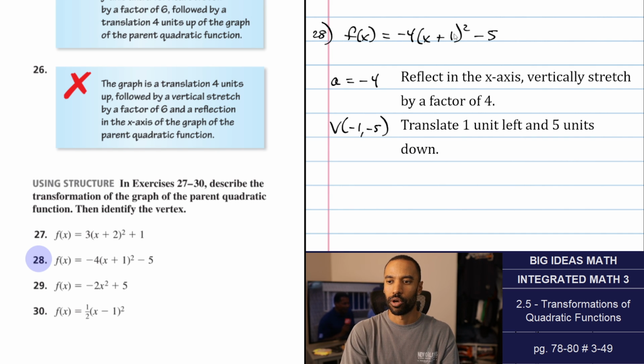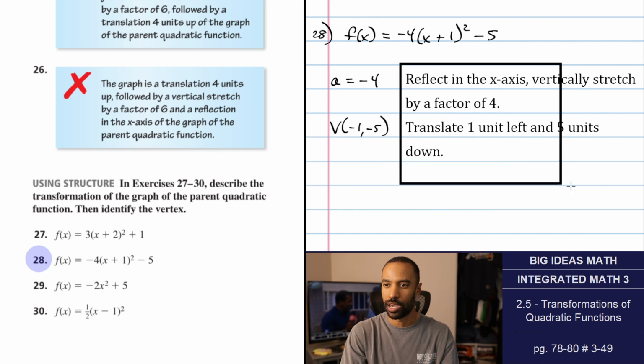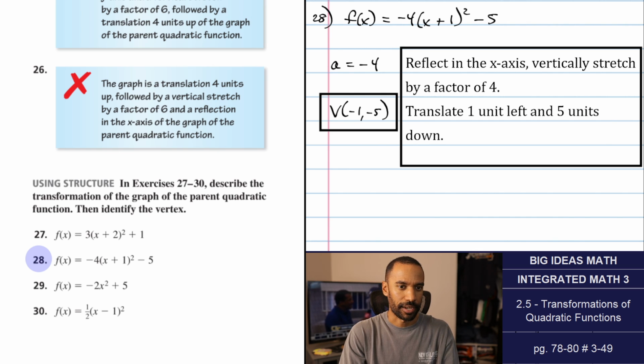Okay, so those two things involved get the description. There's the vertex, and so on. We are good, aren't we? Number 29. Make no mistake, this is vertex form.